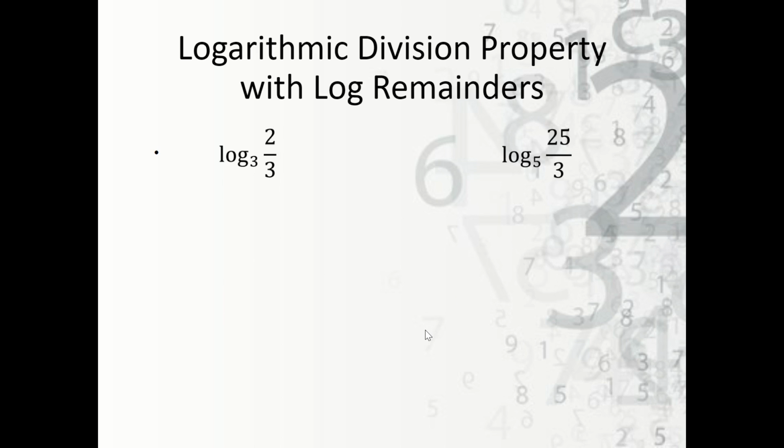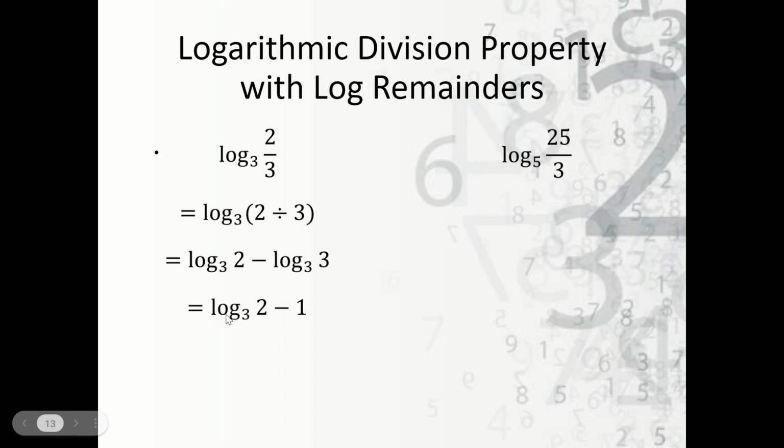Now, how do we do this with remainders? Well, in this case we have log base 3 of 2/3. So we're going to rewrite this as log base 3 of 2 divided by 3. Now we can break this up and say log base 3 of 2 minus log base 3 of 3. We can't multiply 3 by itself any number of times to get 2, but we can multiply 3 by itself one time to get 3. So we end up with log base 3 of 2 minus 1.